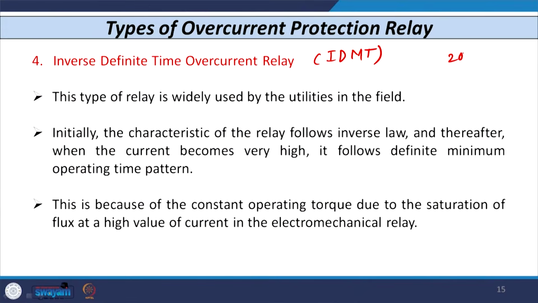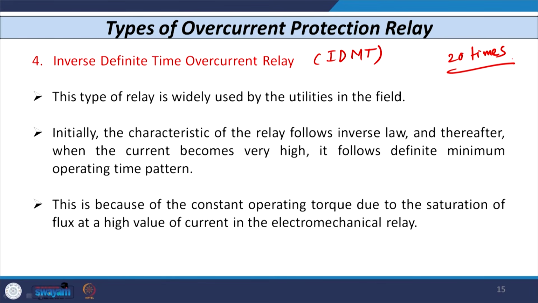Initially, for several magnitudes of current which are multiples of full load current or pickup value, the time of operation of the IDMT relay is inversely proportional to the current. After some point, where the magnitude of current becomes very high, let us say 20 times the pickup value, the time of operation of the IDMT relay is switched over to the definite minimum time relay.